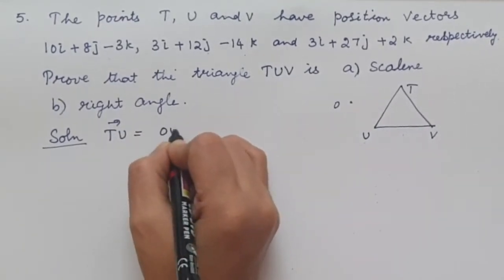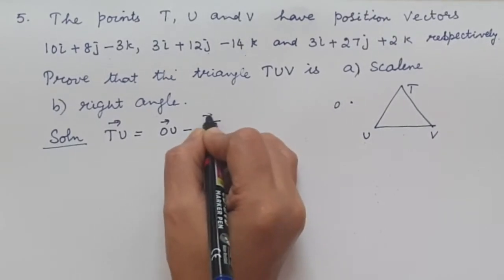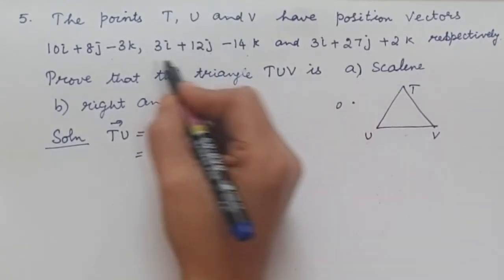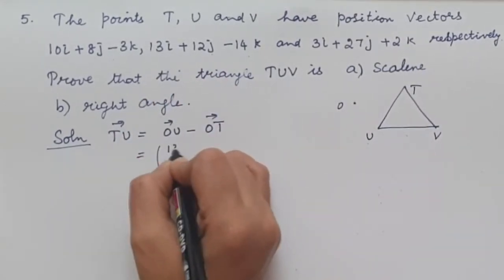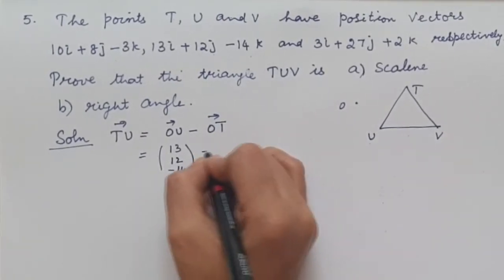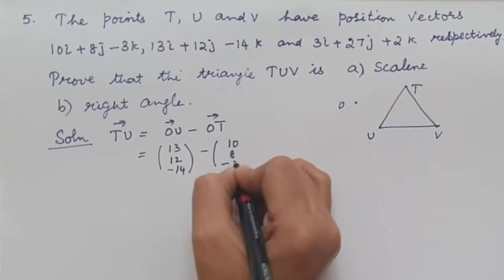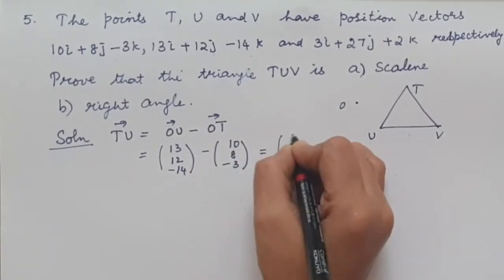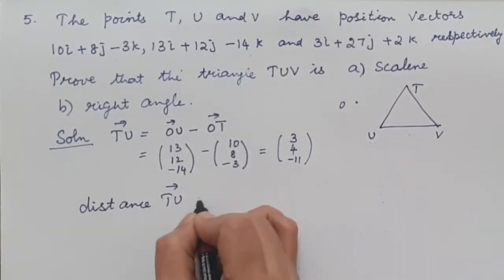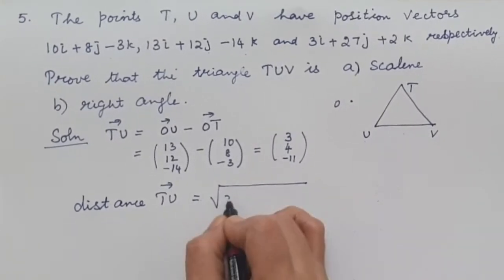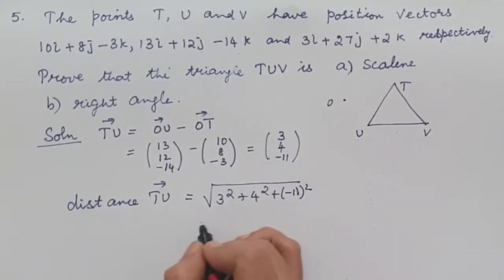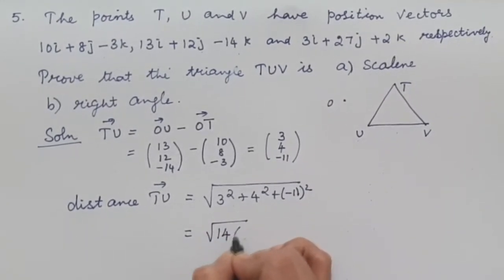Vector TU will be equal to OU minus OT. That is from the origin OU minus OT. So OU is the second vector. So it will be 13, 12, minus 14, minus 10, 8, minus 3. So when we simplify it, we get it as 3, 4 and minus 11. Now the distance for the vector TU will be equal to square root of 3 squared plus 4 squared plus minus 11 the whole square. So when we simplify it, we get it as 146.